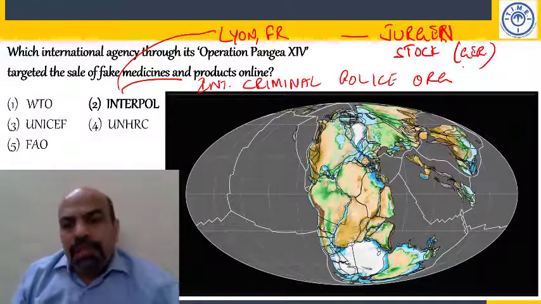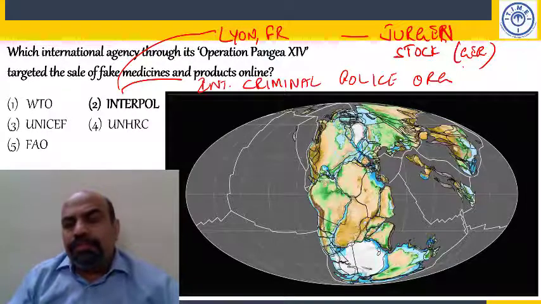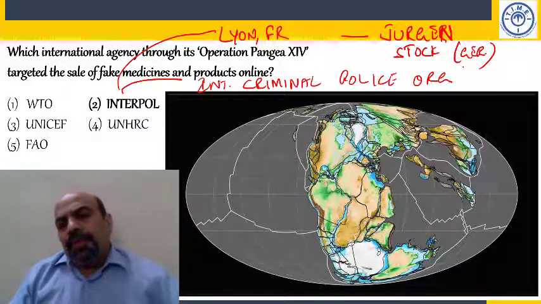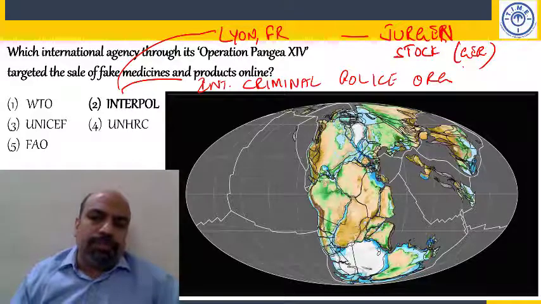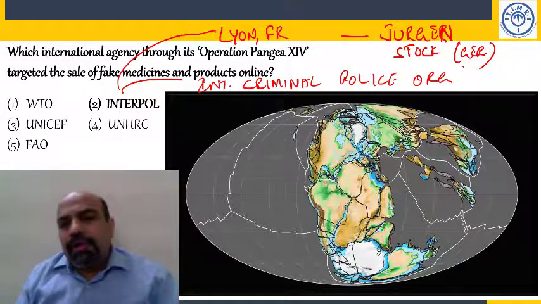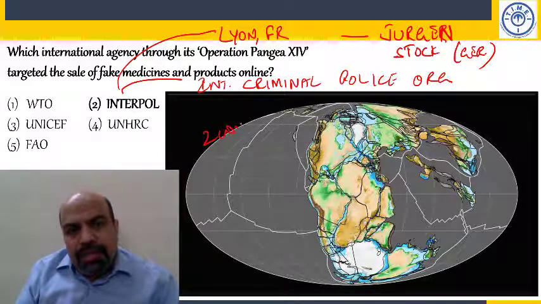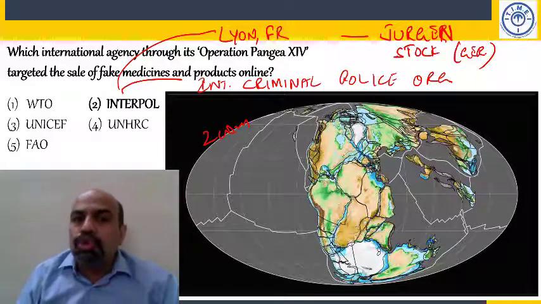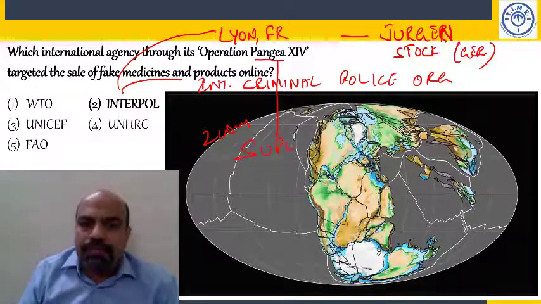Now, why did they give the name Pangea? Pangea is a name given because of geographical reasons. Pangea means world. How? Look at this. This is more than 200 million years back. This is all one continent, all the supercontinent. The Pangea was a supercontinent.